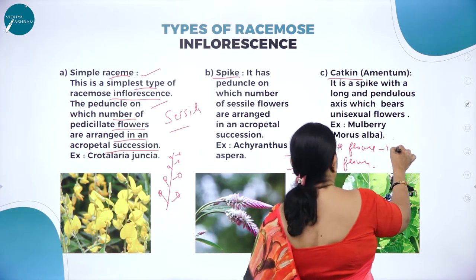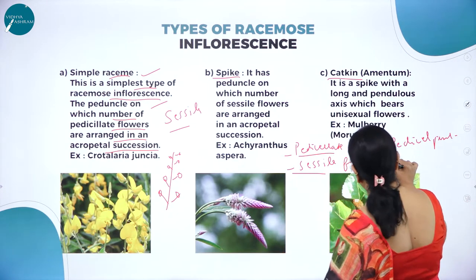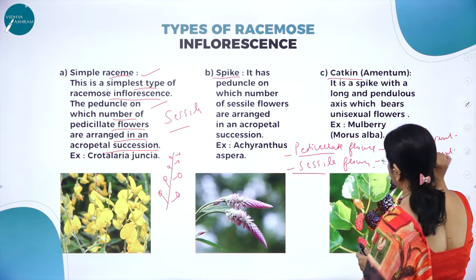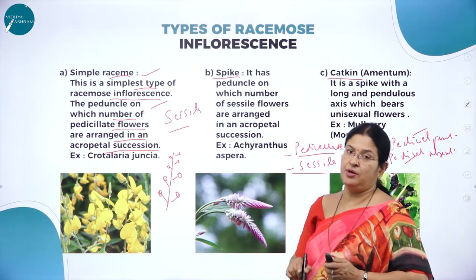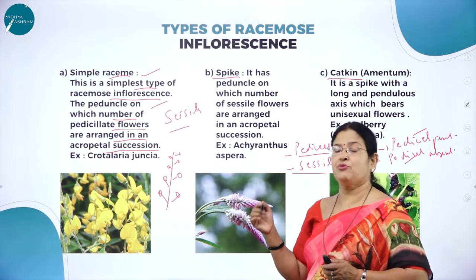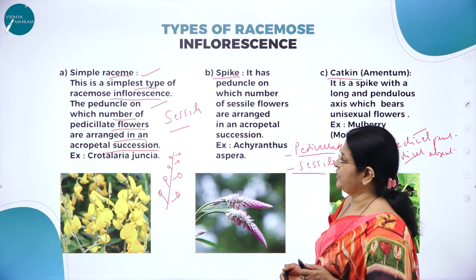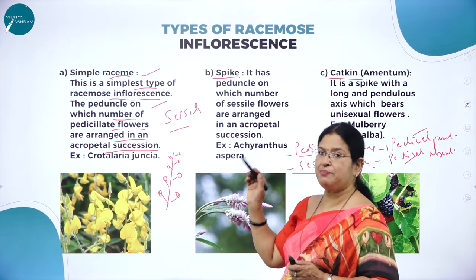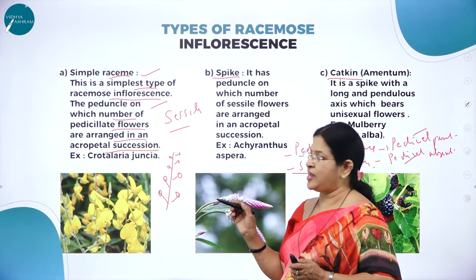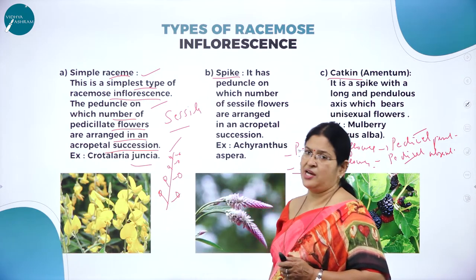So here, pedicel present. Here, pedicel absent. Here, present. Here, absent. A very, very important point to be noted, because when you go for these families, when you write the floral formula, these are very, very important points to be noted. So what is simple raceme? This is the simplest type of racemose inflorescence, the peduncle on which a number of pedicellate flowers are arranged in an acropetal succession. Example you can take is Crotalaria.